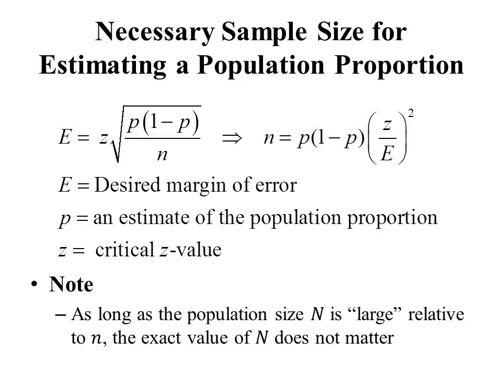As long as the population size is large relative to the sample size, the exact value of the population size doesn't matter. Again, stressing the fact that we often think that if we have a bigger population, then we need a bigger sample size, but that's not necessarily the case. All that really matters here in determining the sample size is the desired margin of error, your estimate of the population proportion, and then your critical z value, which really depends on the confidence level. The population size just doesn't matter.